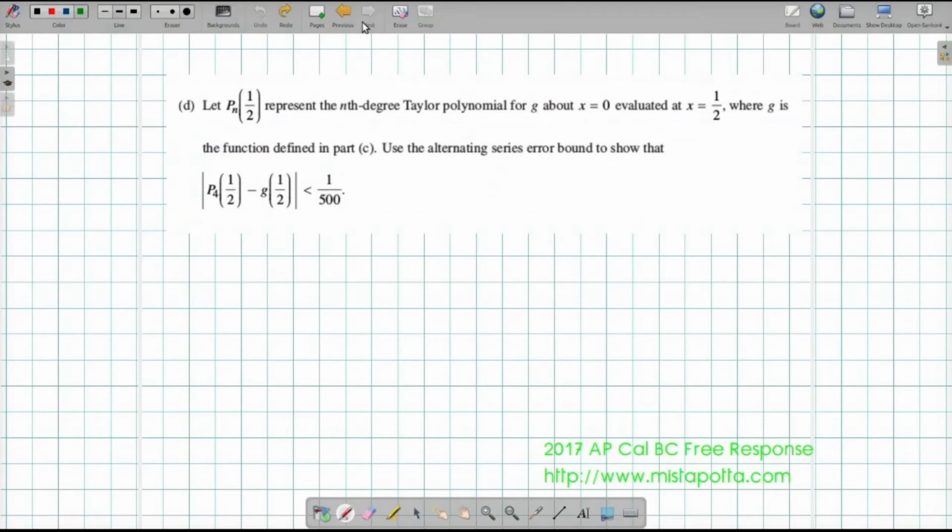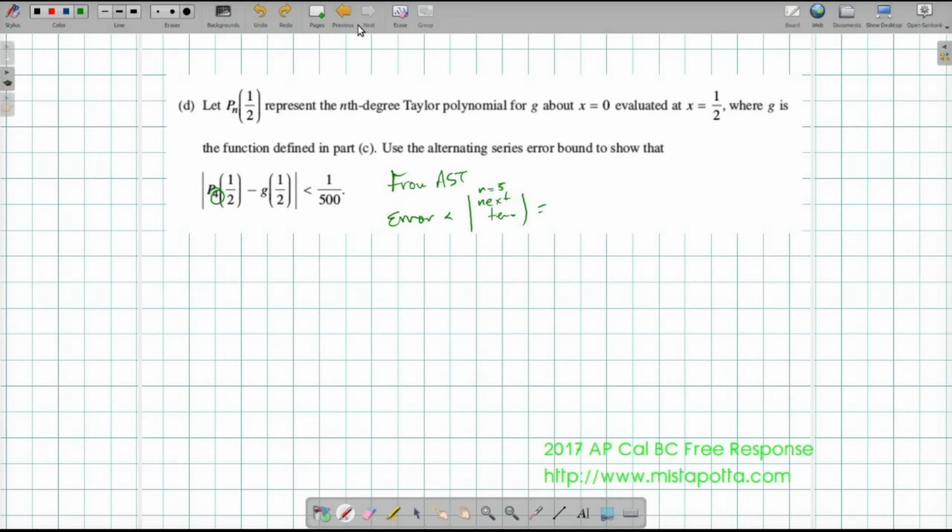So the last problem says let P sub n of 1/2 represent the nth degree Taylor polynomial at x equals 1/2, where g is the function defined in part C. Use the alternating series error bound to show this is true. Remember that from the alternating series bound, I know that my error is going to be less than the absolute value of what we call the next term. Now for us, because we're talking about a 4th degree polynomial, n is 5. So I want to know what's happening with that 5th term.